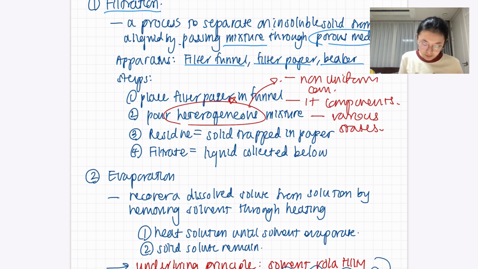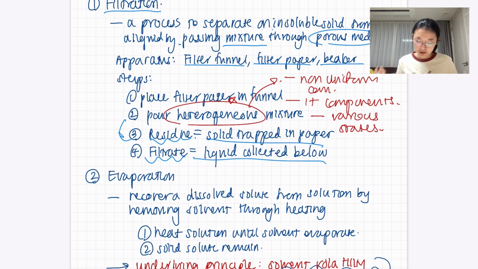After pouring the heterogeneous mixture, we will be collecting what is a residue, which is essentially a solid that's trapped in the filter paper that we discussed above. And the filtrate is essentially just the liquid that's collected below, usually in a conical flask.